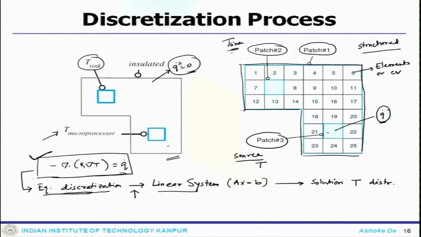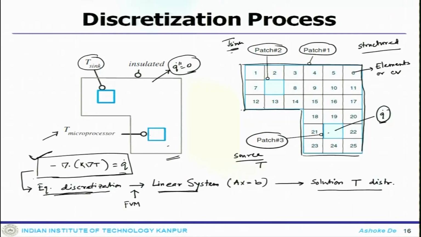So, this particular patch will lead to the heat source term, and then the equation using our FVM method, we will get a linear system. Once we solve the linear system, we will get the temperature distribution. So, this is the problem definition that we have been discussing, and now how we proceed with that particular problem.